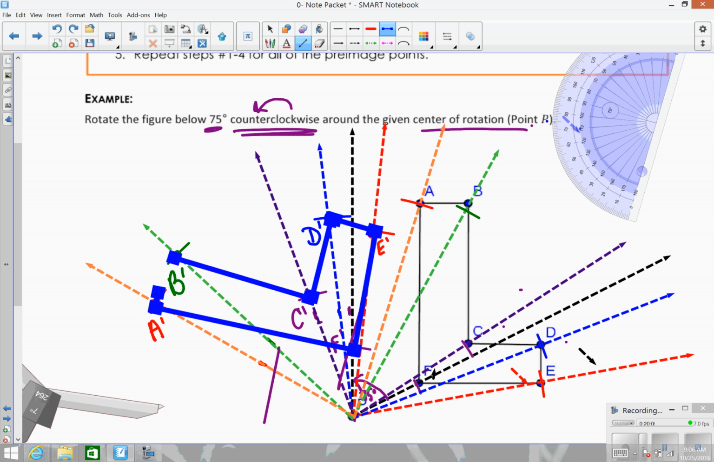And then these connect. And yours should end up looking straight here. So you should end up looking like you have an L shape. Remember, mine got a little messed up because my compass didn't quite reach here. So it should be nice and perpendicular looking like the original. So there's your rotation of 75 degrees counterclockwise.